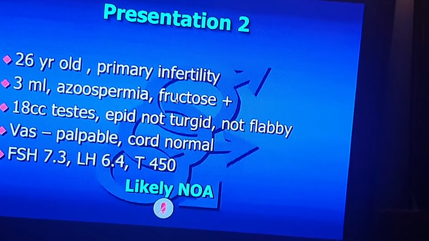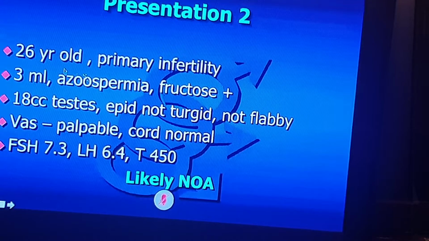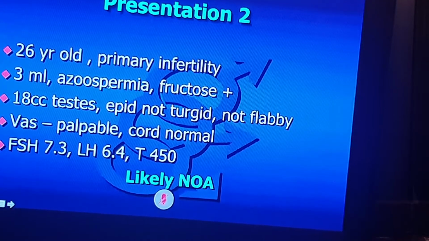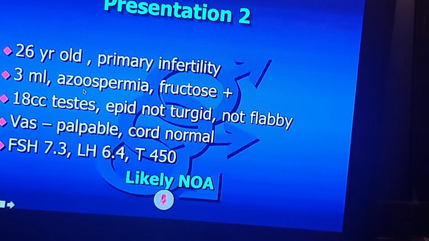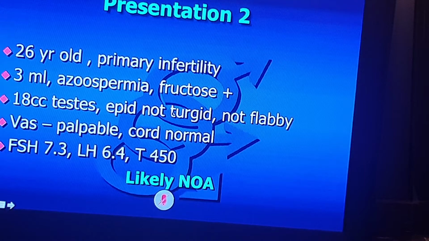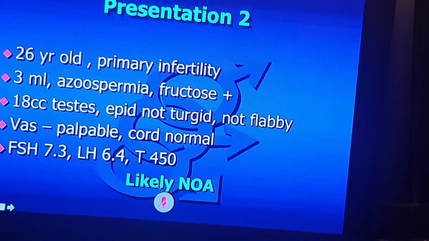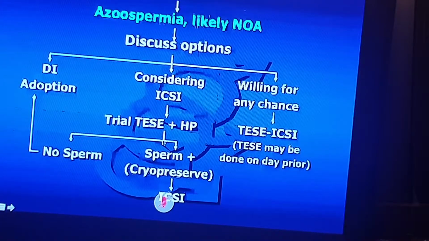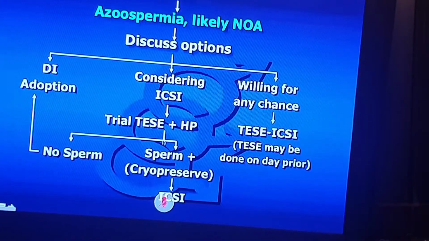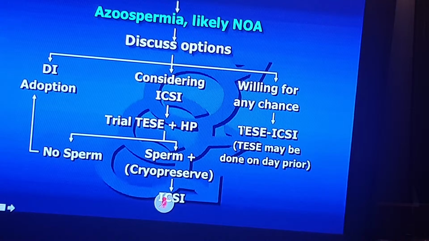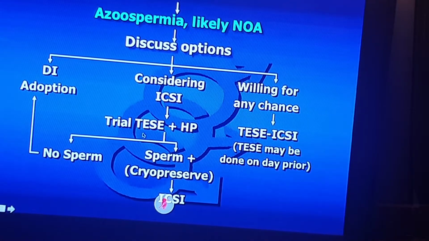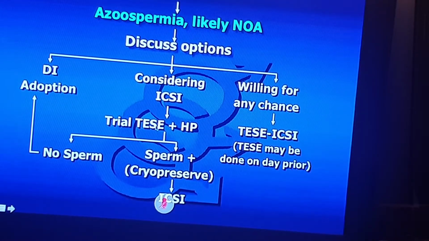And the final presentation which you will see again in many cases: azoospermia, good volume, fructose present. Testis size is reasonable, FSH is normal but high normal. Epididymis is not turgid. So you're not sure that it is obstructive, probably non-obstructive, but it could be either way. In such a case, one option would be to treat him like non-obstructive, but do a trial TESA first. If the trial TESA shows many sperm, then you know that this is obstructive.